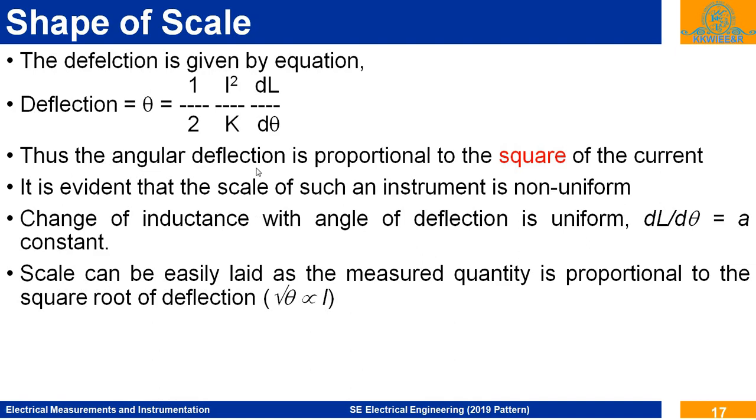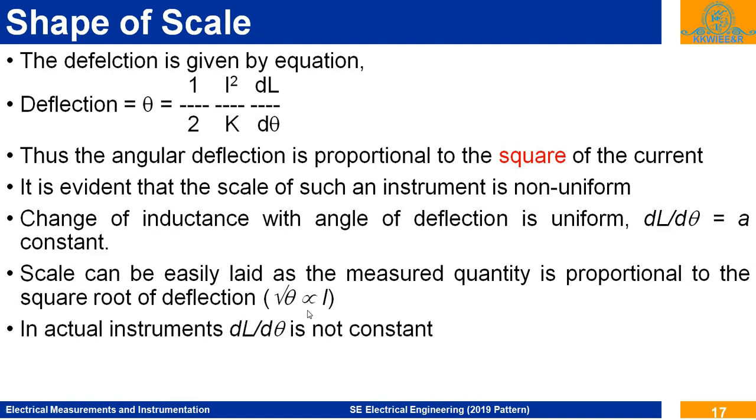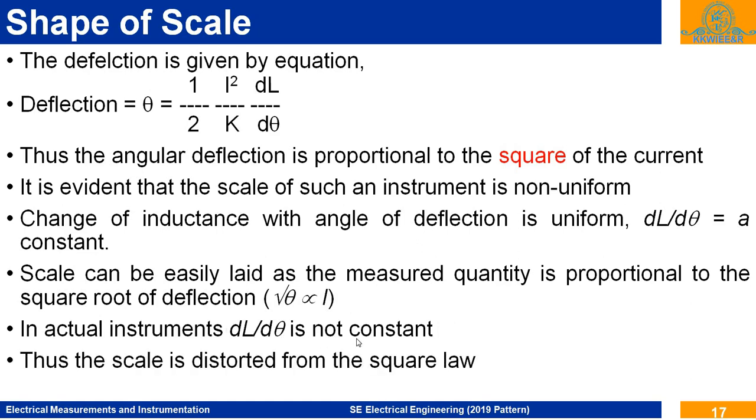But this ratio is also changing. This ratio dL by d theta also changes with the change in the deflection. So inductance also changes and theta also changes. The scale can be easily laid out as the measured quantity is proportional to the square root of deflection, square root of theta is proportional to I square. But actually this ratio is not constant, dL by d theta is not constant.